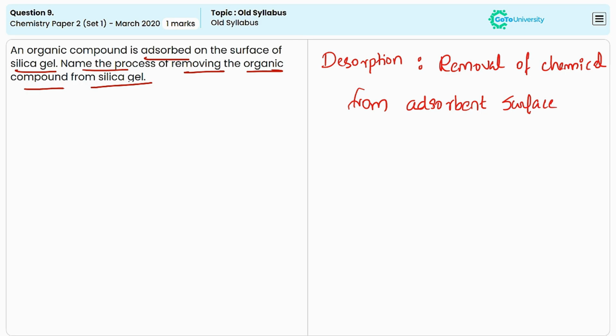And another method is solvent desorption. Here we are using a solvent to desorb the organic compound from silica gel by dissolving it. The silica gel is soaked in a suitable solvent like ethanol or methanol that dissolves the organic compounds. After soaking, filter or decant the solvent and then dry the silica gel. We can get the clean silica gel.